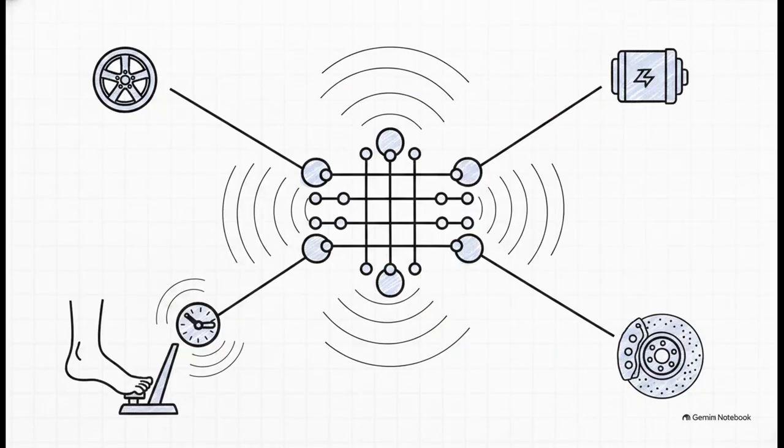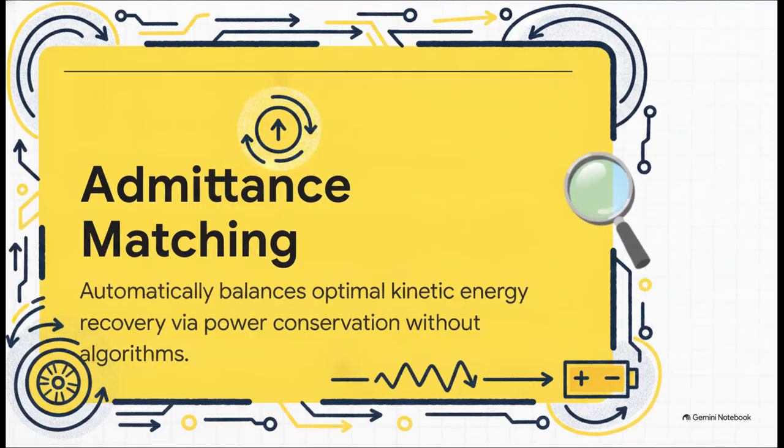Section 3. Admittance replaces algorithms. And this is where the paradigm completely shifts. We have to stop treating an EV as a digital control problem. It's not. We need to treat it as the natural behavior of a continuous physical system. Motor drive, wheel momentum, braking, kinetic recovery. In the analog world, these aren't isolated modules anymore. They are different terminals of the exact same differential equation.